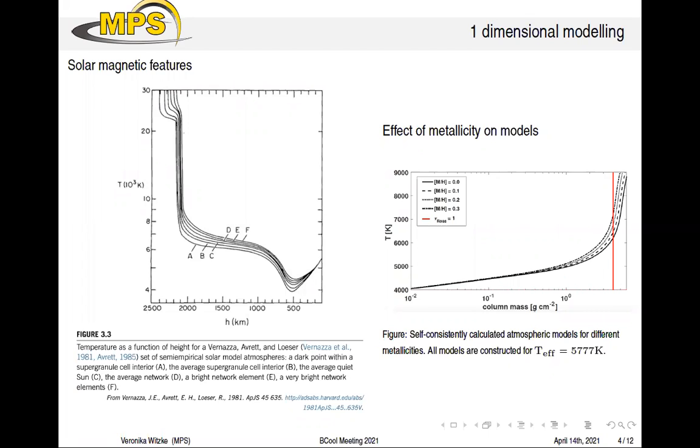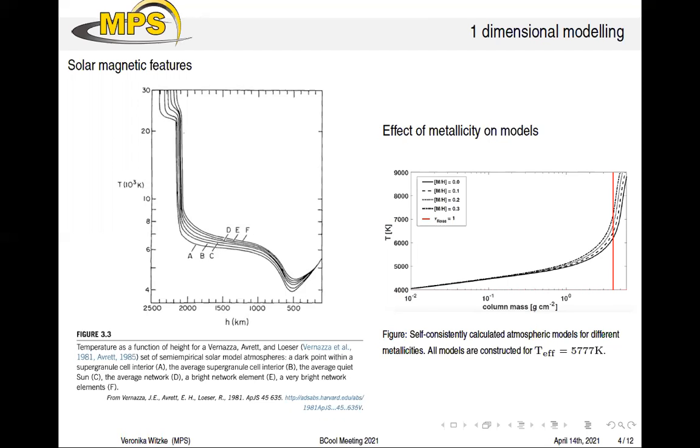For the sun, there are several semi-empirical 1D models for faculae. This is just an example plot from Vernazza, Avrett, and Loeser. The C model is the average quiet sun, and if you go to network and faculae, the mean temperature increases in the photosphere.